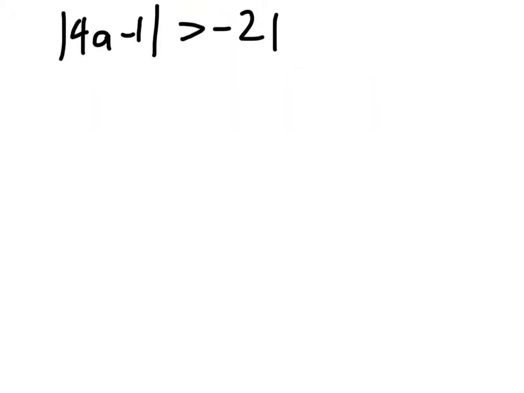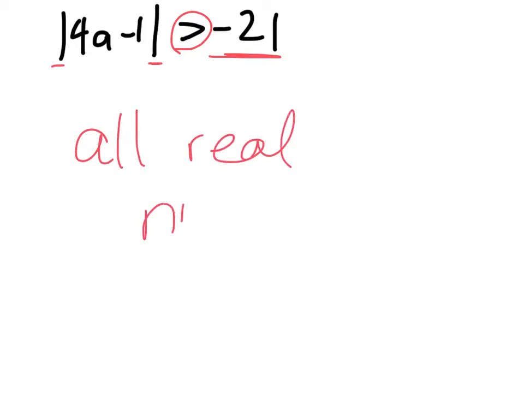And the last example, the absolute value of 4a minus 1 is greater than negative 21. So the absolute value symbols are by themselves. There's nothing else over there. Is it a special solution? It is greater than negative 21. When you see that negative over there, it means a special solution. The absolute value is greater than a negative. It means all real numbers.